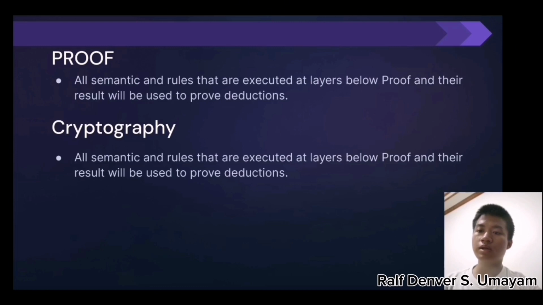Proof: all semantics and rules are executed at the layer below proof, and the result will be used to prove deductions. Proof ensures web data is accurate and trustworthy. Cryptography: all semantics and rules are executed at the layer below proof, and the result will be used to prove deductions. Think of it as a digital seal to verify web information.